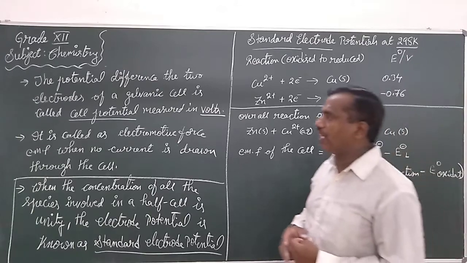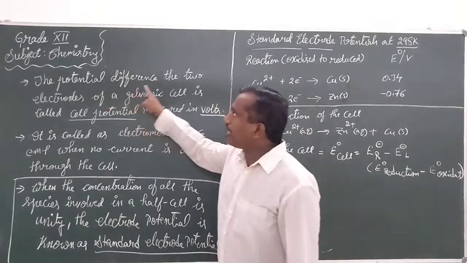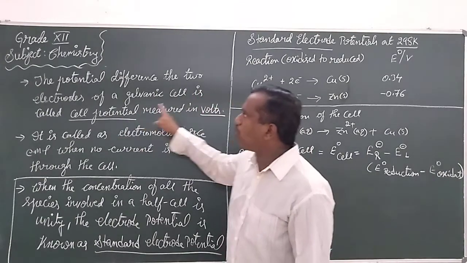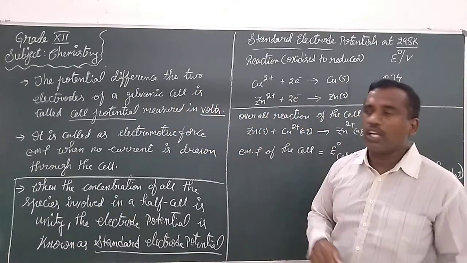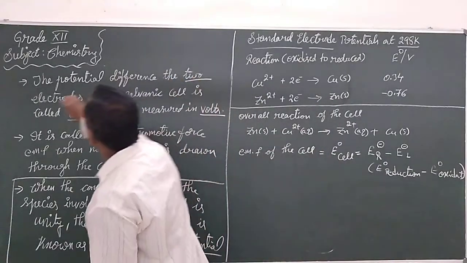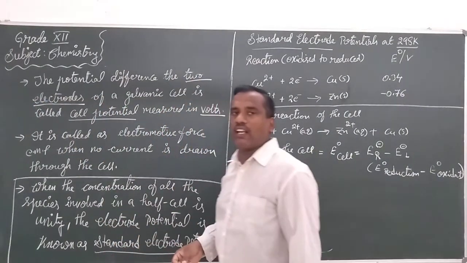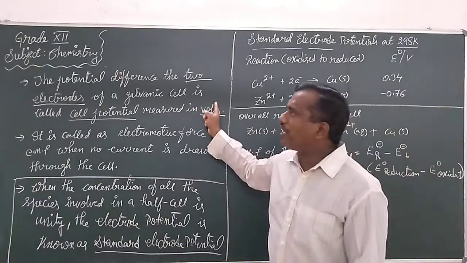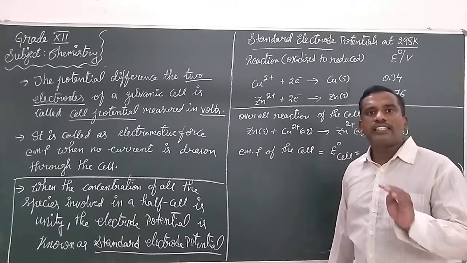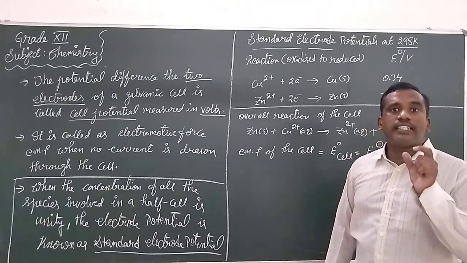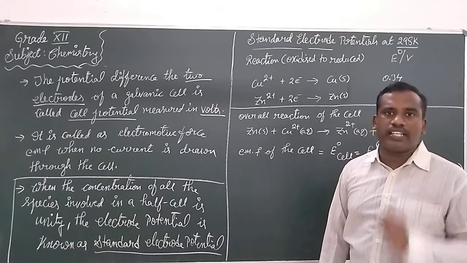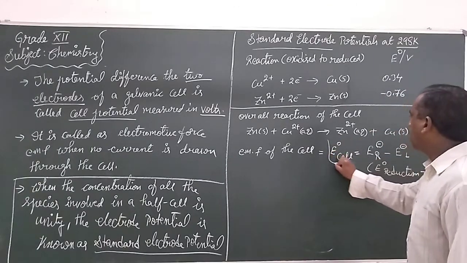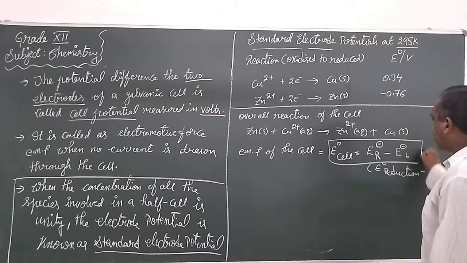Let us see the definition here. The potential difference between the two electrodes of the galvanic cell. What are the two electrodes? Zinc electrode and the copper electrode of the galvanic cell is called the cell potential. This overall cell potential is generally represented with the symbol E0. How is it represented with the symbol E0?